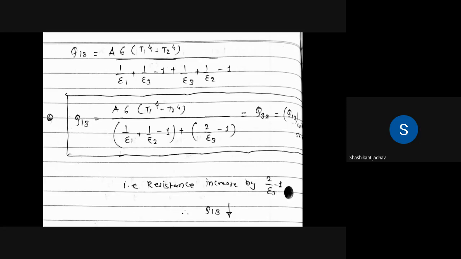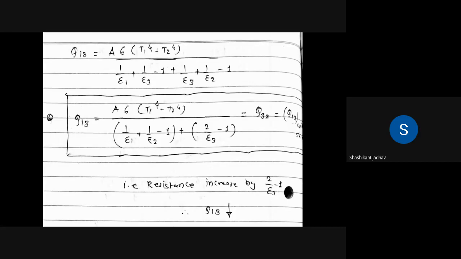Okay, next slide. So all of you write down, instead of x, we have to put the value of 1 upon epsilon 1 plus 1 upon epsilon 3 minus 1. And what is the value of y? That is 1 upon epsilon 3 plus 1 upon epsilon 2 minus 1. So put that value. So equation becomes q13 is equal to a sigma into bracket t1 raised to 4 minus t2 raised to 4 bracket complete divided by x plus y. So x value is 1 upon epsilon 1 plus 1 upon epsilon 3 minus 1 plus 1 upon epsilon 3 plus 1 upon epsilon 2 minus 1.